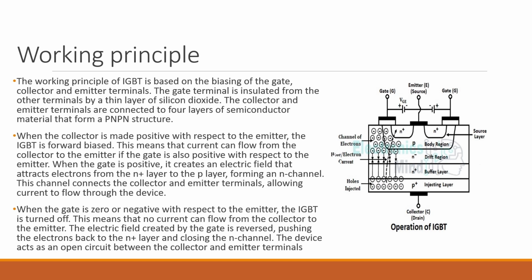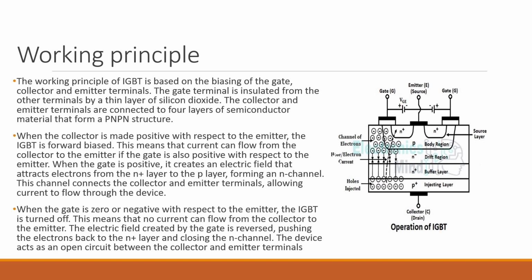When the collector is made positive with respect to the emitter, the IGBT is forward biased. This means that current can flow from the collector to the emitter if the gate is also positive with respect to the emitter. When the gate is positive, it creates an electric field that attracts electrons from the N+ layer to the P layer, forming an N channel. This channel connects the collector and emitter terminals, allowing current to flow through the device.